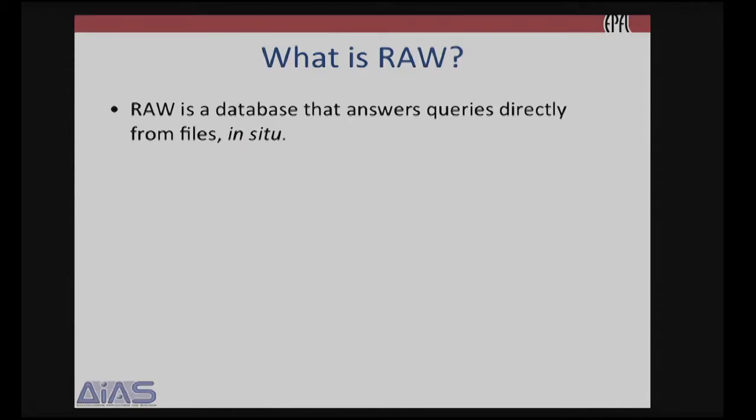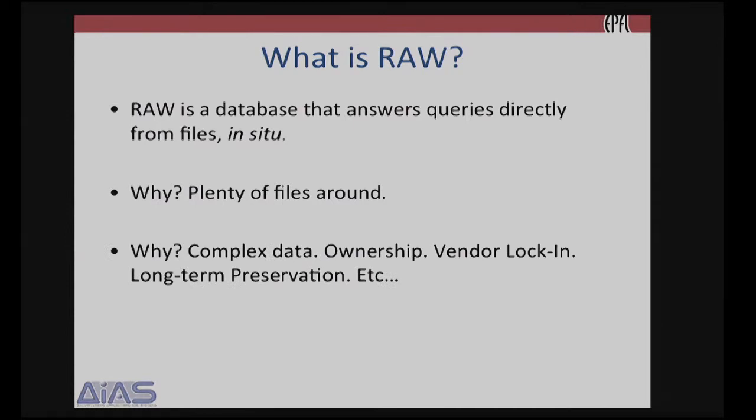So RAW is a database that queries files, that answers queries directly over files, and what we call in situ. So why do we do that? Well, simple reason. There's plenty of files around, and they tend to host pretty important data. And why do people store data in files and not in databases? Well, we heard some of the reasons today. Sometimes the data is just complex. It's just not a good fit for tables. Issues of ownership, issues of vendor lock-in, long-term preservation, etc. So those are some of the reasons.